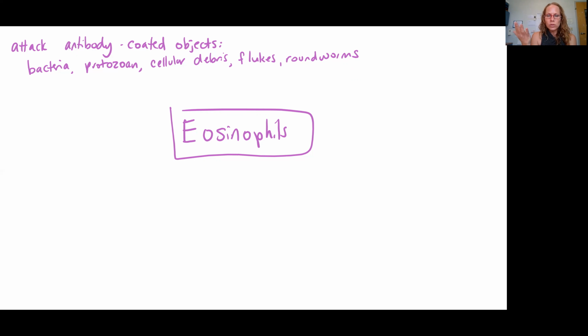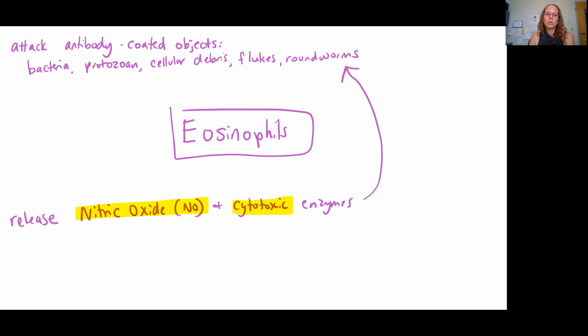Because those flukes and those roundworms and even some of those protozoans might be too big for the eosinophil to engulf, we see that the eosinophils will release chemicals surrounding these cells. So we're going to get the release of both nitric oxide, which is abbreviated NO, and also cytotoxic enzymes. So cytotoxic enzymes are going to start breaking down these flukes and the roundworms from the outside.